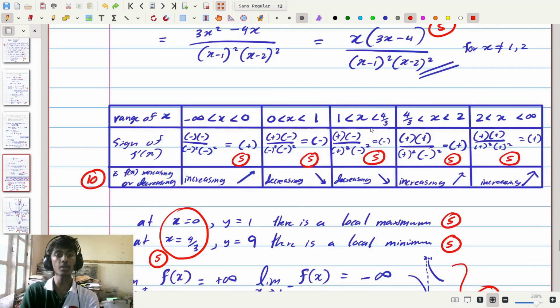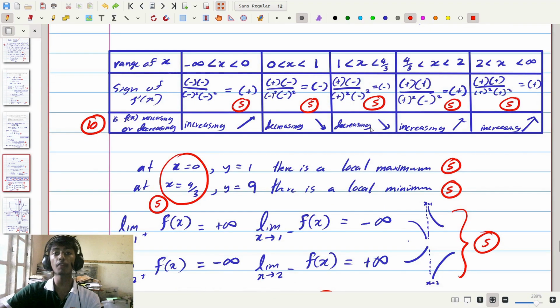After that, when you construct the table, for each of the 5 different ranges from negative infinity to 0, 0 to 1, 1 to 4 on 3, 4 on 3 to 2, and 2 all the way up to positive infinity, for all 5 ranges, when you get each of the signs of the derivative correct, you get 5 marks for each range. 5 for this, 5 for this, 5 for this, 5 for this, and 5 for this. Now after that, when you state that they are increasing or decreasing, getting all increasing and decreasings correct gets you a total of 10 marks for getting everything correct.